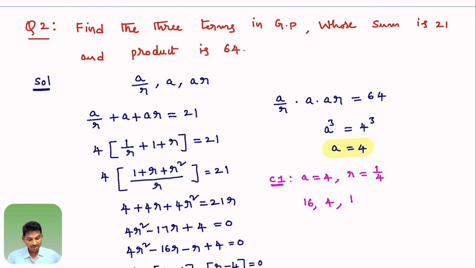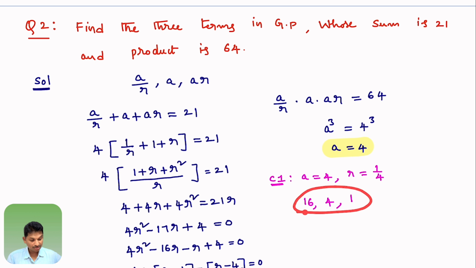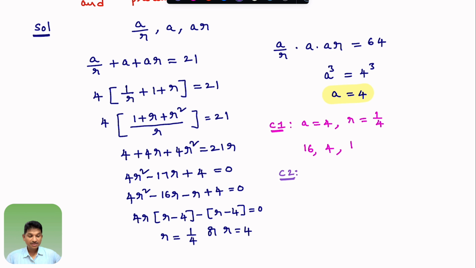And in the question, they are given that their sum is 21. The sum is 21? Yes. Their product is 64. This is one set of numbers satisfying both the conditions. You see the second case.